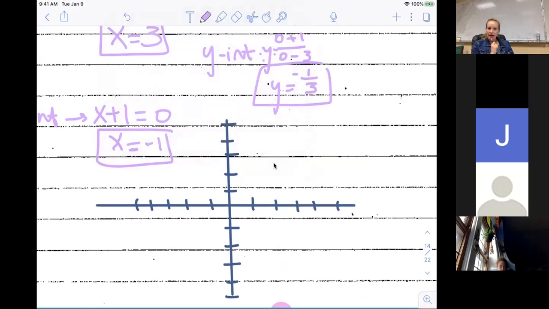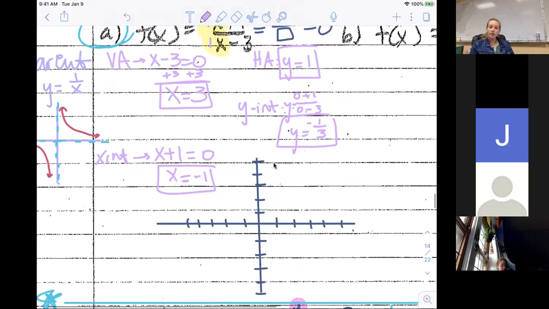And I'm gonna graph my asymptotes first. So my vertical asymptote is the one that goes up and down at x equals 3. My horizontal asymptote is at 1. Now I'm gonna do my intercepts. So my x-intercept is at -1. So I'm gonna put a point at x equals -1. And then y is at -1/3.